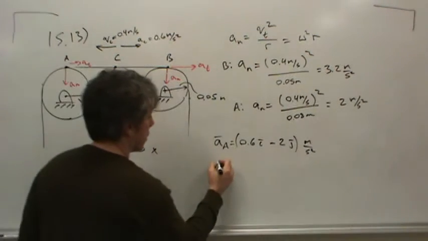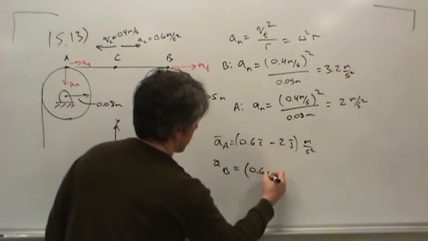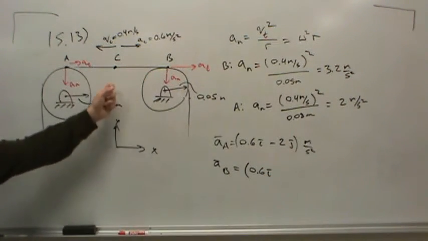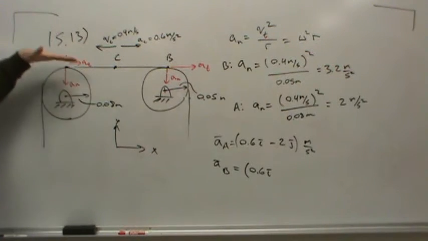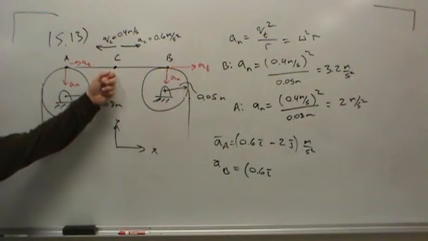For B, we can do the same thing. For B, its tangential acceleration will be exactly 0.6 meters per second squared, just like C and just like A. Like I said, the tangential acceleration, A, B, C, is exactly the same. C only has tangential acceleration.